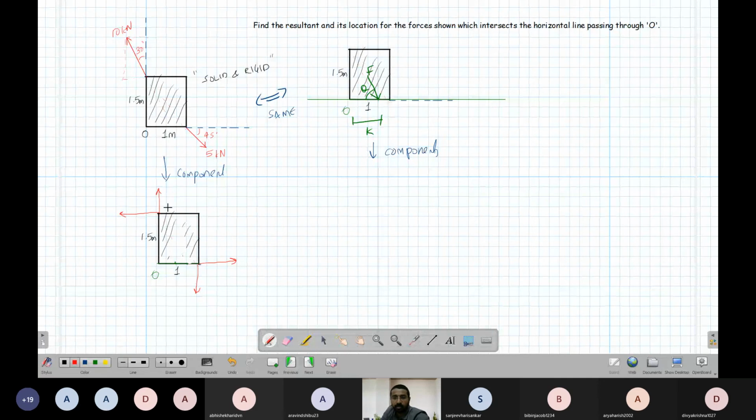So what is this component? The force component value is 10. This distance will be 10 cos 30, and this will be 10 sin 30. Then this will be 5 cos 45. This will be the vertical distance. The same way, you complete the triangle. You travel right, then down. So this is 5 sin 45. I hope this is clear. Components are clear.